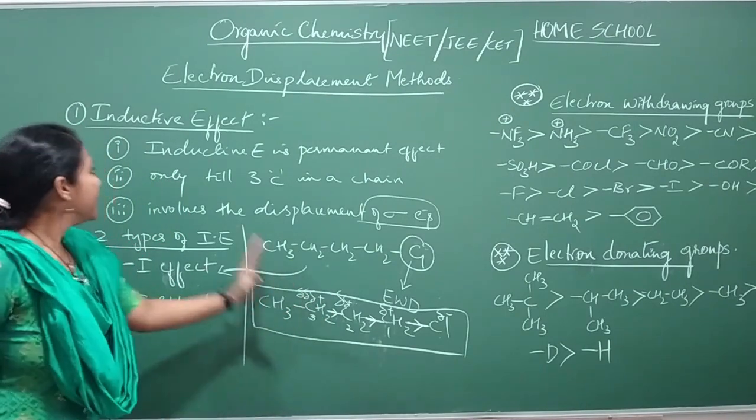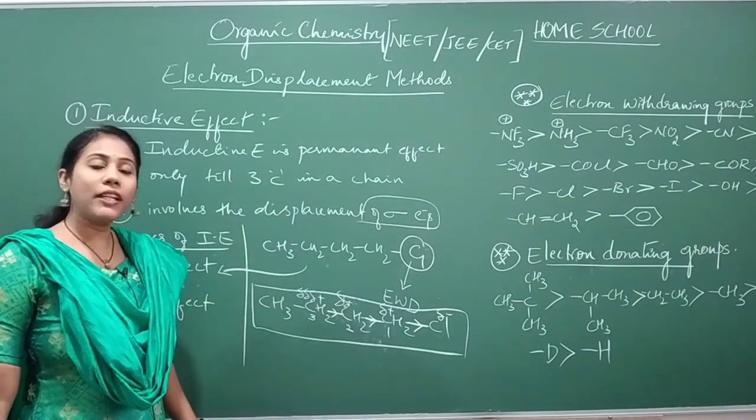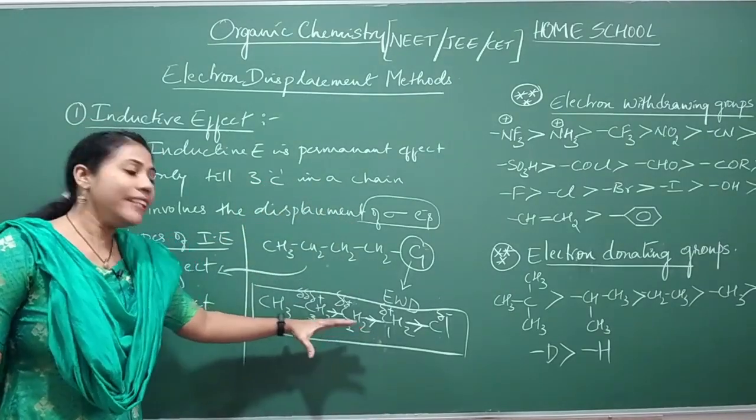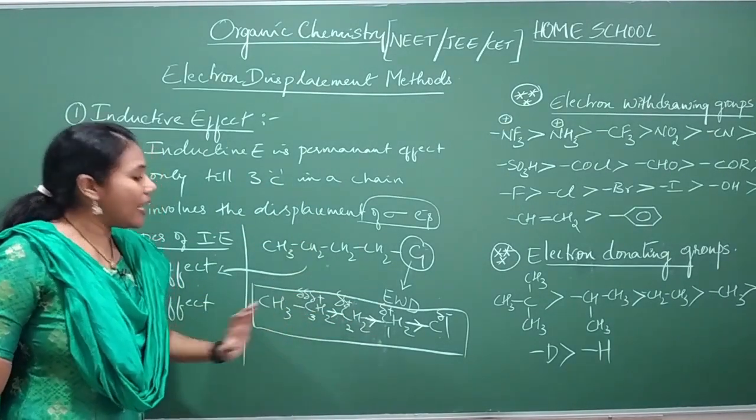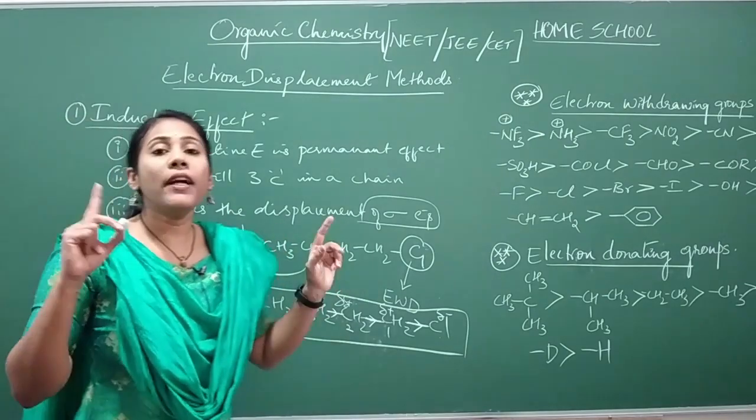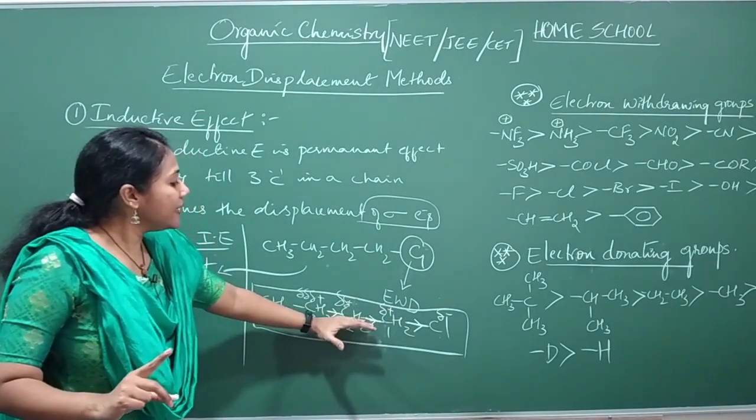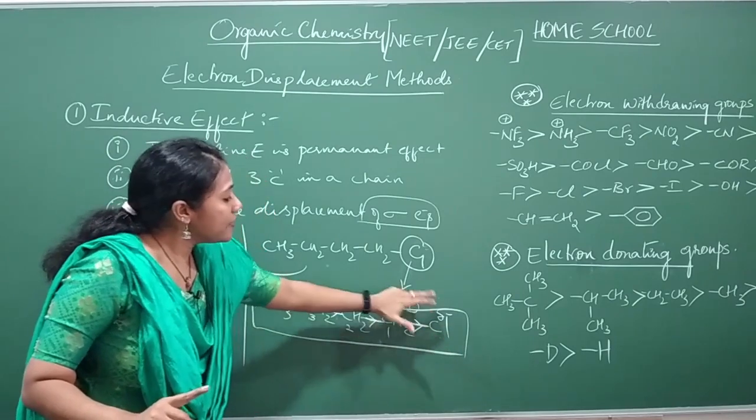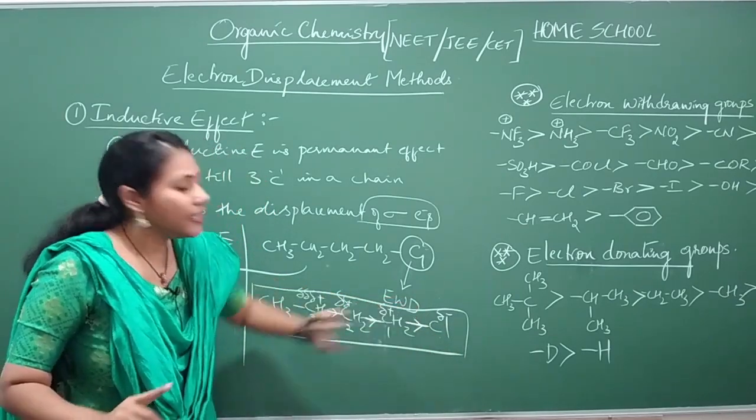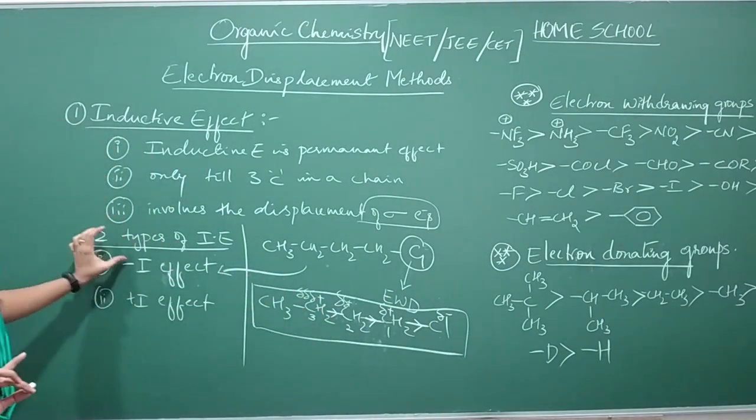Clear everybody? The effect is seen only till 3 carbons in a chain. So the effect is not carried over to the entire chain. It is carried over only till 3 carbons. This is a very important point to be remembered. So this is the polarity that is created in a molecule due to the presence of an electron withdrawing group. This particular inductive effect, we will call the minus I effect.